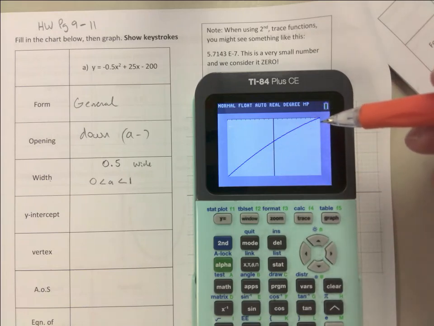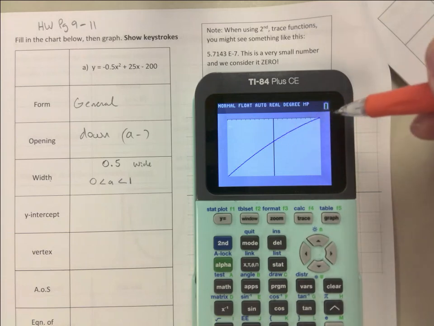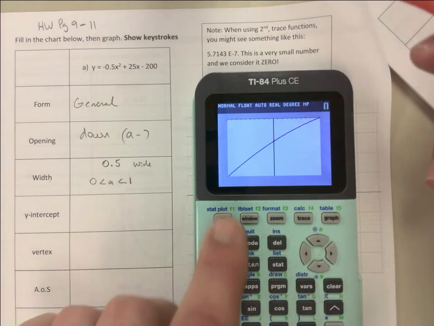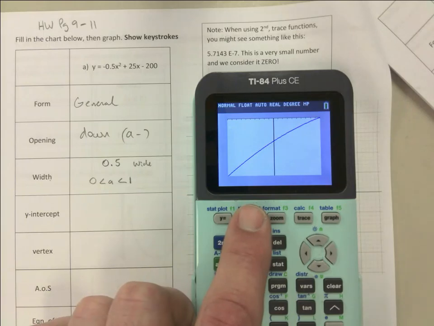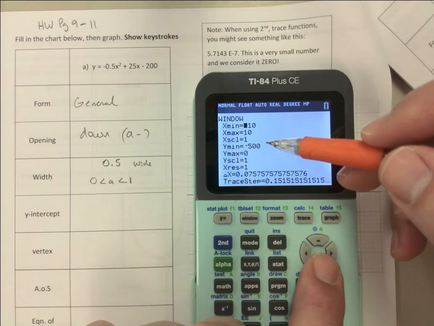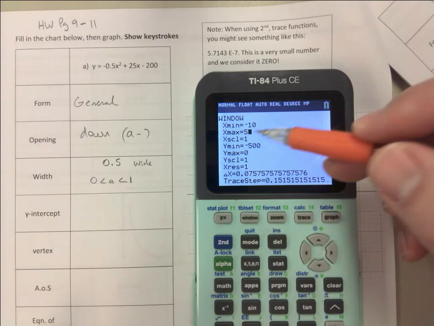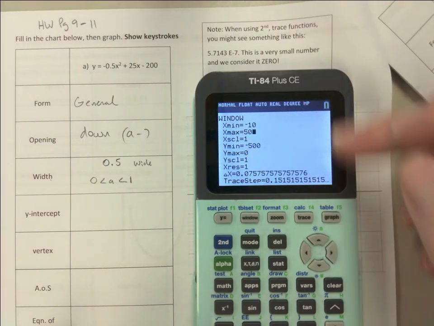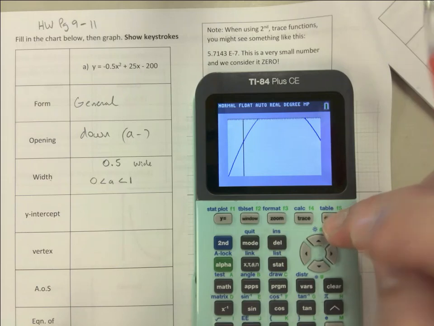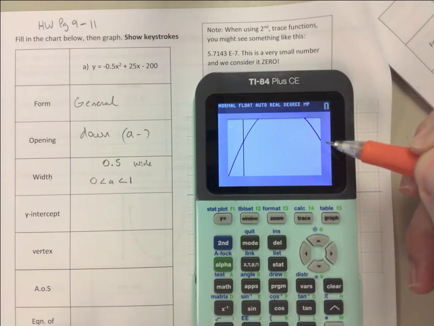Zoom fit doesn't do a very good job. You notice that? I see the y-intercept and that's about it. So zoom fit is not very good. So now this is where you come in and you change your window. I'm going to change my X max to, let's say, 50. I want to see more to the right. There we go. I see the leg going up and I see the leg coming down.